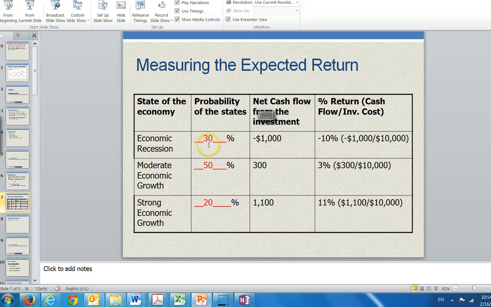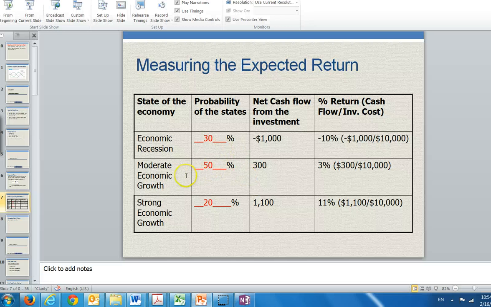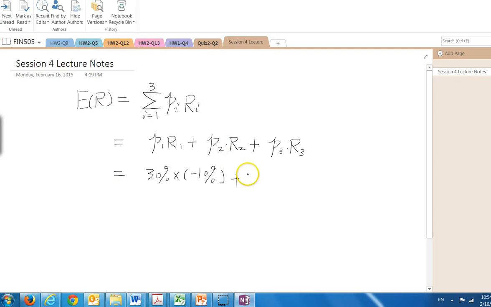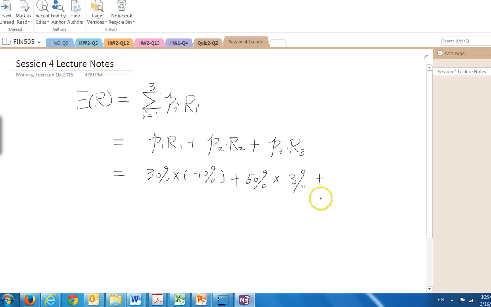The probability for the first state, P1, is 30%, and the return under this state is negative 10%. So we plug that in here: 30% times negative 10%, plus the probability for the second state, P2, which is 50%, and the return R2, which is 3%. And finally, the probability for the third state, P3, is 20%, and the return R3 under this state is 11%. Put these numbers into your calculator and you will get 0.7%.